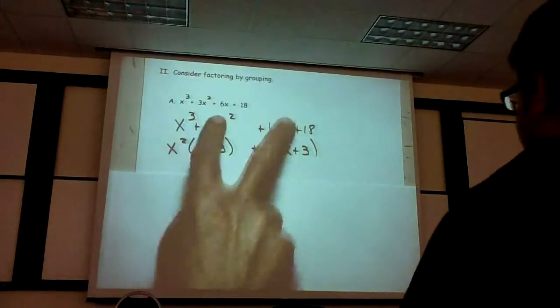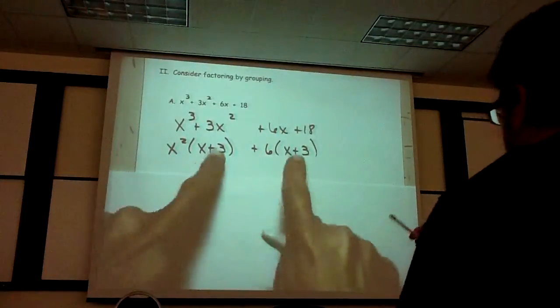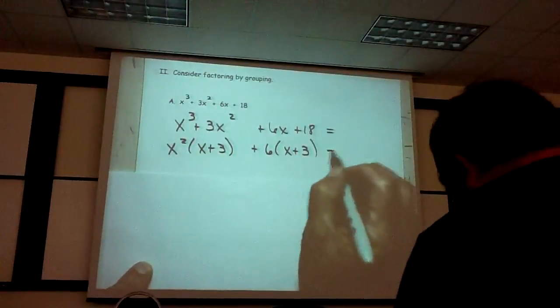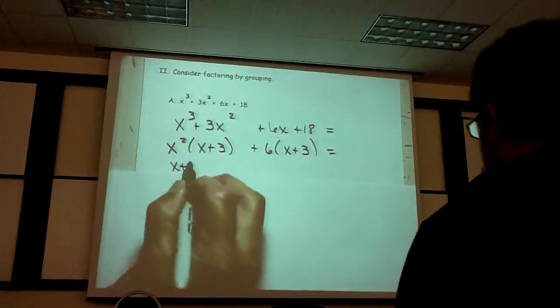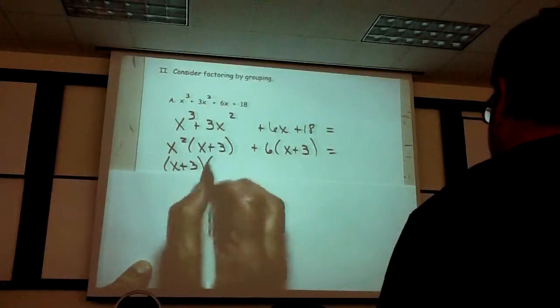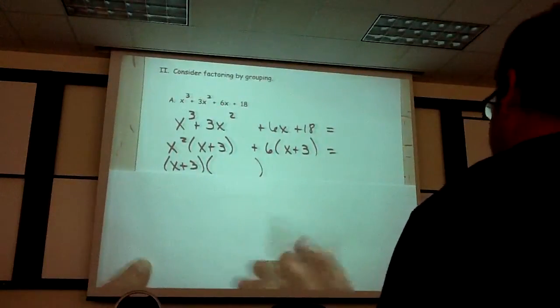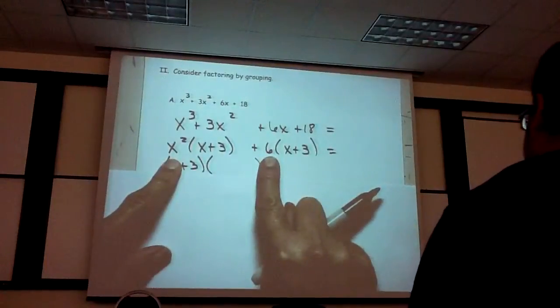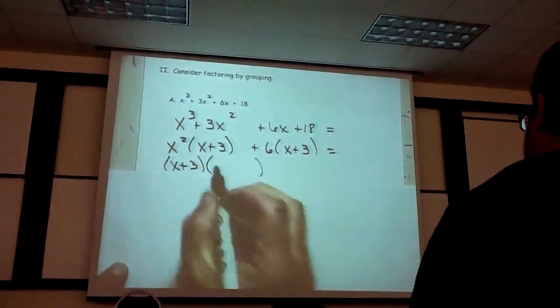So I factor once, and I factor again to get the x plus 3. Hey, I'm always going to have a parenthesis statement when I factor out an x plus 3. And my second parentheses is going to be? x squared plus 6. Here it is. x squared plus 6.